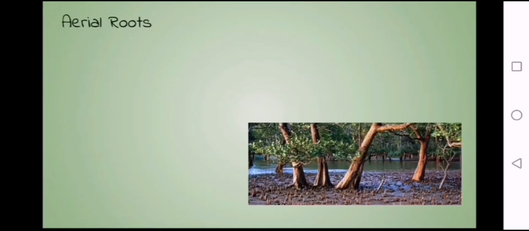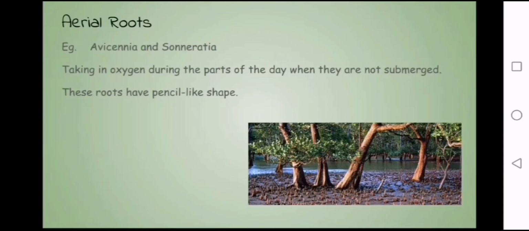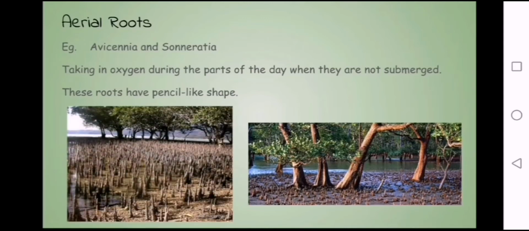There are many different types of roots. To cope with the waterlogged environment, some species of mangroves such as Avicennia and Sonneratia have air-breathing roots that take in oxygen during the parts of the day when they are not submerged. These roots have a pencil-like shape.